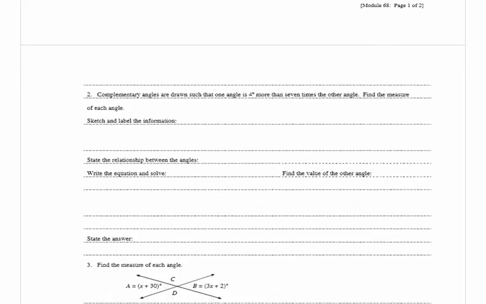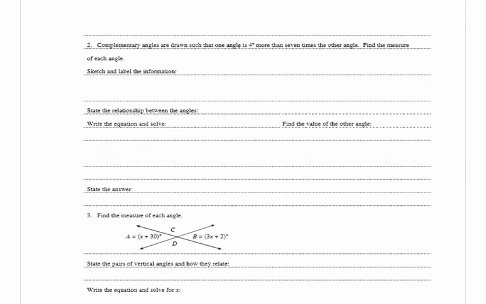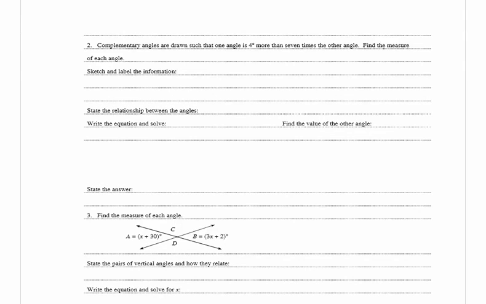In 2, it says, complementary angles are drawn such that one angle is 4 degrees more than 7 times the other angle. Find the measure of each angle. So it wants us to sketch and label the information. So complementary angles add up to 90 degrees. So we have 90 degrees and we have it split. So if one of the angles is x, then the other angle is 7 times the other angle plus 4. So this angle is 7x plus 4.